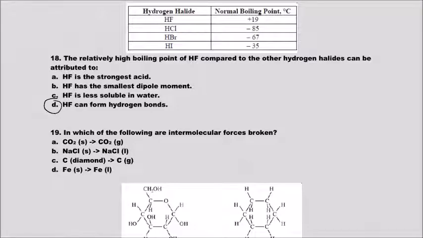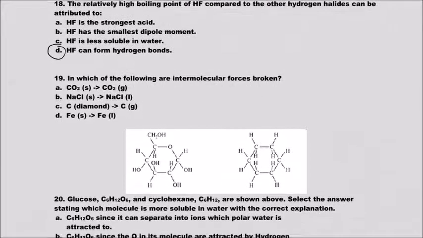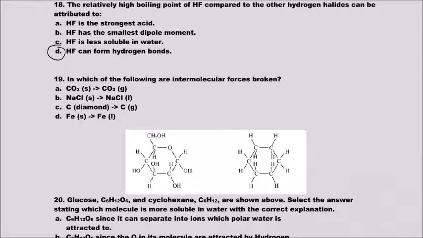19. In which of the following are intermolecular forces broken? Okay, carbon dioxide subliming, going from a solid to a gas. Carbon dioxide is nonpolar, is held together with LDFs. That seems like our answer. NaCl is ionic. Diamond, we mentioned a minute ago, is a special covalent network, only has covalent bonds, and that's a metal. So we definitely want to pick A.